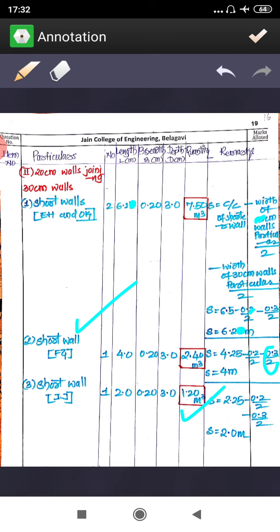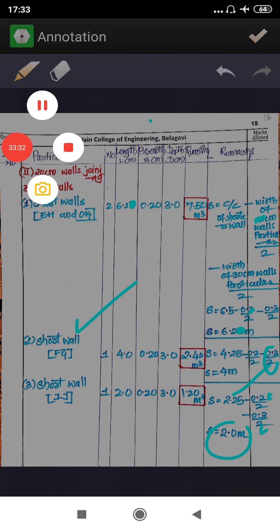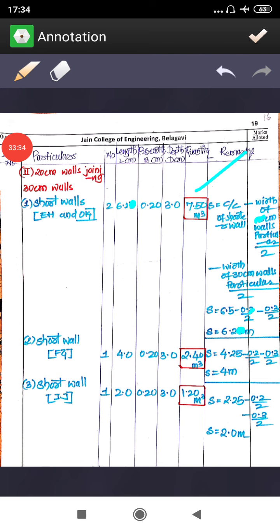Now IJ is also the same. One side it is going into the 30 centimeter wall and one side it is going into the 20 centimeter wall, so you are supposed to take half of each. So here 2.25 minus 20 by 2, minus 30 by 2, so it is 2 meter. So the quantities here are 7.50, 2.40 and 1.20.